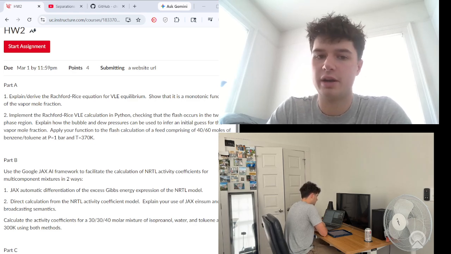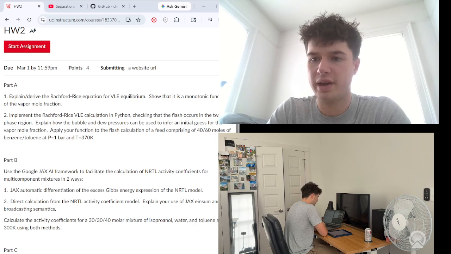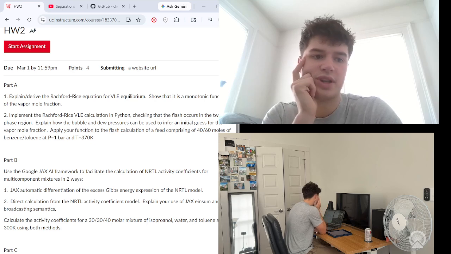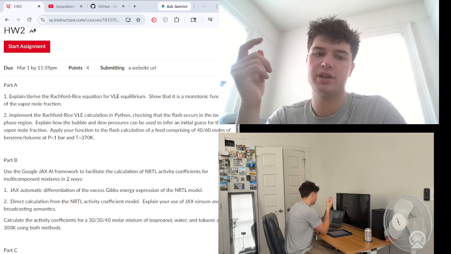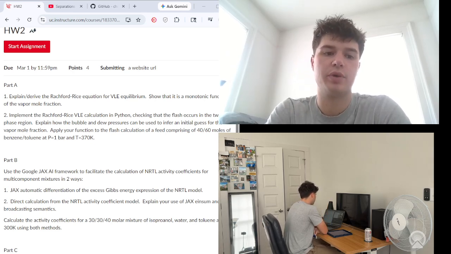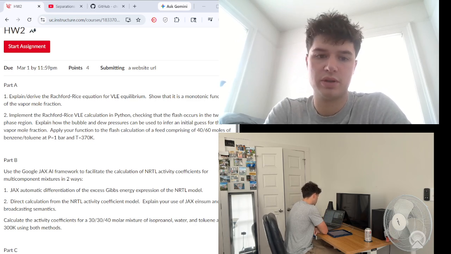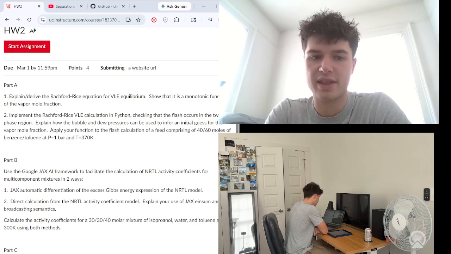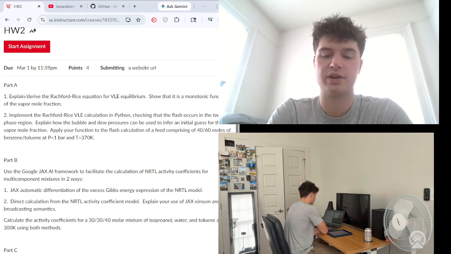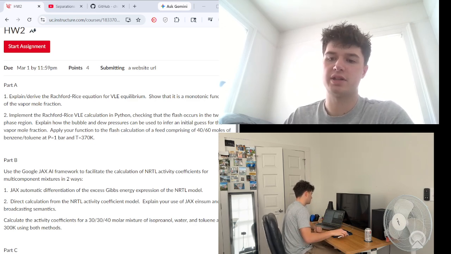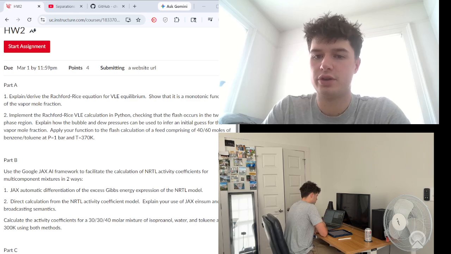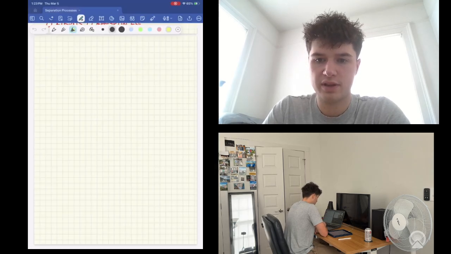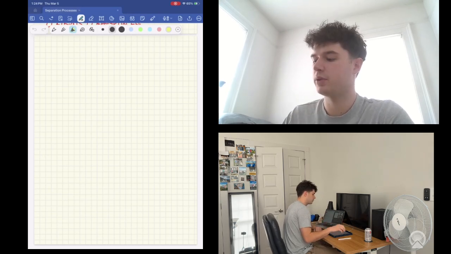We will then show that it is a monotonic function of the vapor fraction. And then the second thing we have on the agenda, we're going to implement the Rachford-Rice VLE calculation in Python. We're going to explain how the bubble and dew pressures can be used to inform our initial guess, and then we're actually going to apply that function to the flash calculation according to the specs given. So, without further ado, I will get rid of this, and we will begin working on our iPad.